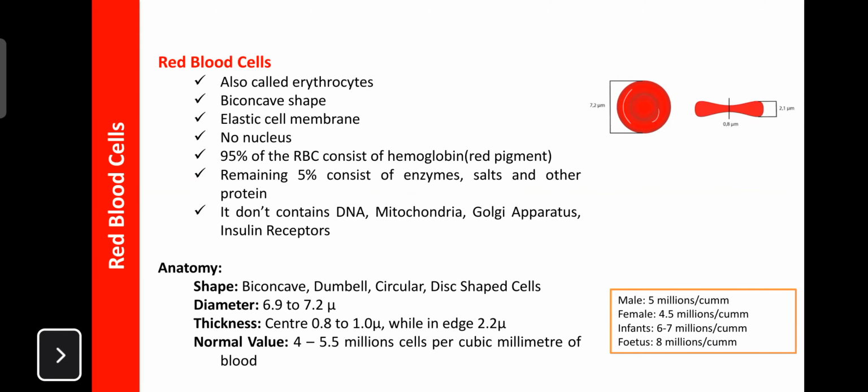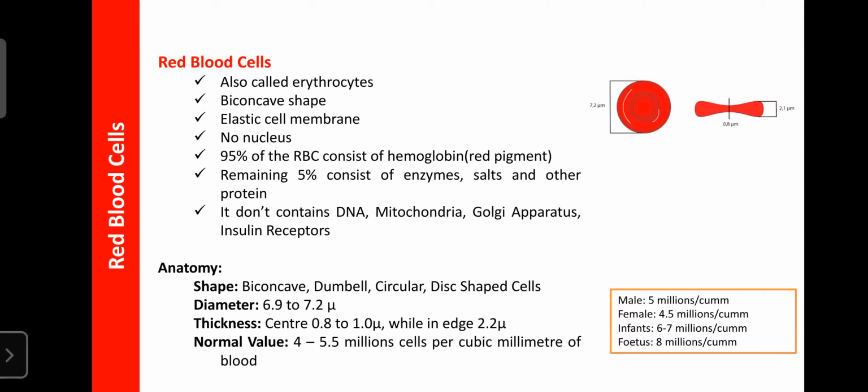So next one is the red blood cells. These cells are also known as erythrocytes. Here erythro means red and cytes means cells. These cells look red in color. That's why they are known as the red blood cells, or RBC, or erythrocytes.